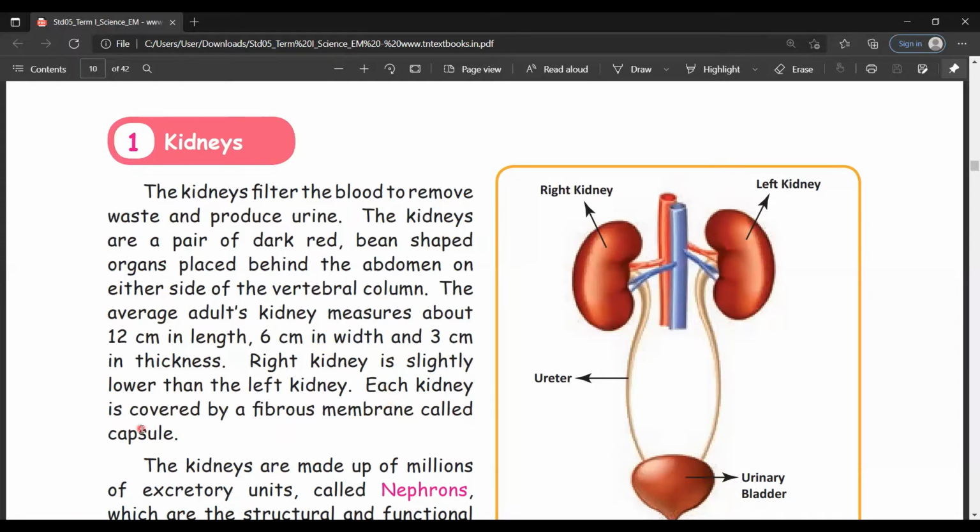Each kidney is covered by a fibrous membrane called capsule. So each kidney is covered by a fibrous membrane. A membrane like a covering is there, and it covers the kidney. The name of that membrane is capsule. Each kidney is covered by a fibrous membrane called capsule.